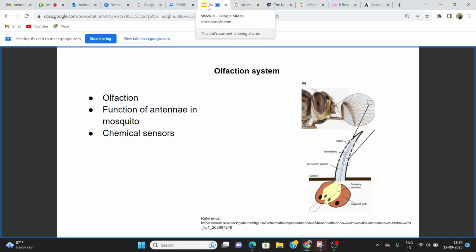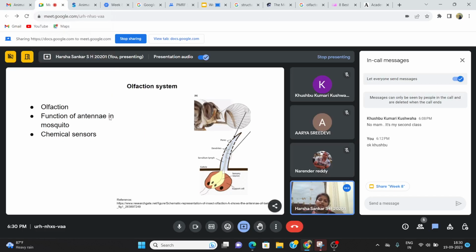The antenna is a sensory apparatus. It can detect different types of senses, and there are different types of olfactory receptors present across the whole antenna. Suppose there is a question: how are we able to detect different types of smells? I can detect the rose smell, I can detect the jasmine smell differently, and everyone can detect different types of smell. If there is some bad smell, we can also detect it.